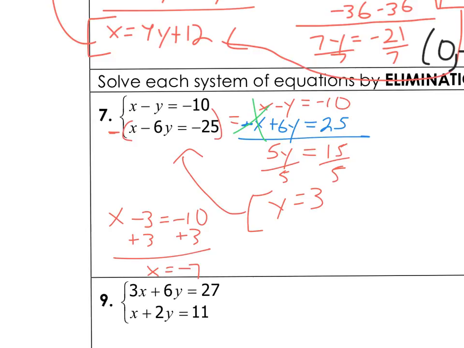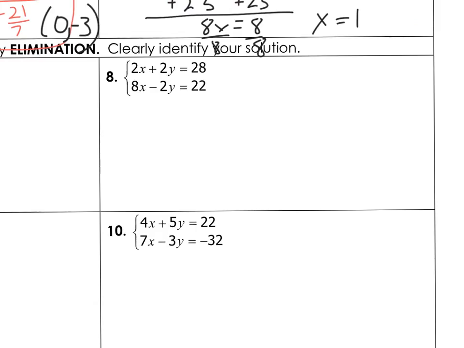So what is the ordered pair? The ordered pair is going to be negative 7 comma 3. Number 8, it looks like we're just going to add them because the two y's are already going to cancel out. So these two y's are going to be gone, and we're going to be left with 8 plus 2 is 10.